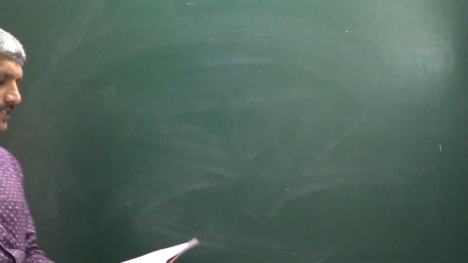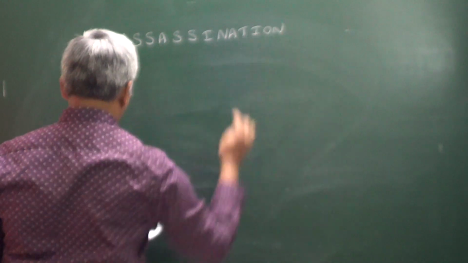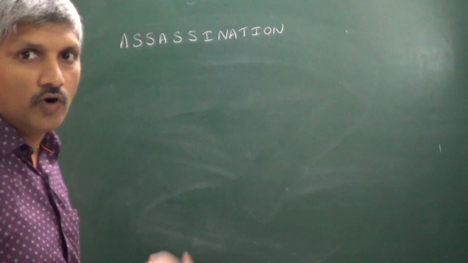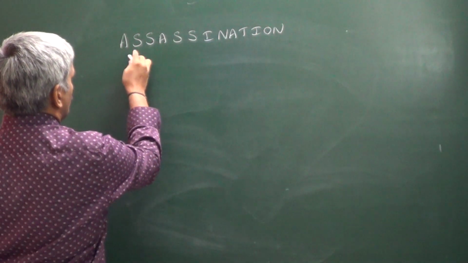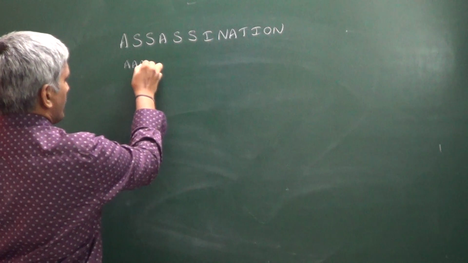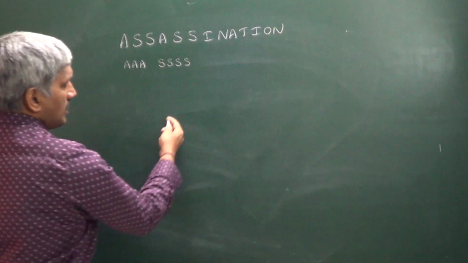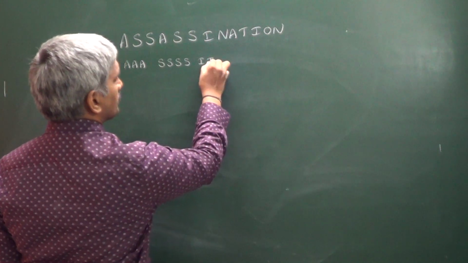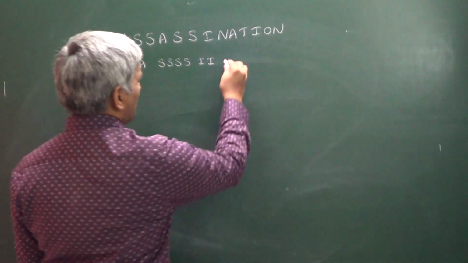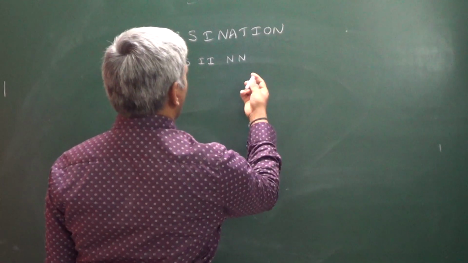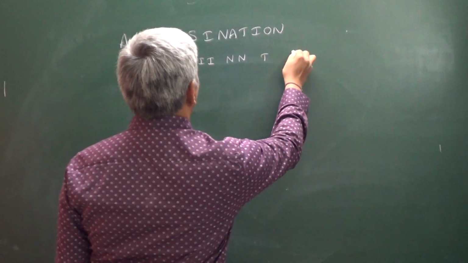So this is another question he is asking. The word is given as assassination. He is asking for the number of words. A is there how many times? A is there 3 times. S is there 4 times. I is there 2 times. Next, N is there 2 times. Remaining letters are different. What are those? T is there, O is there.